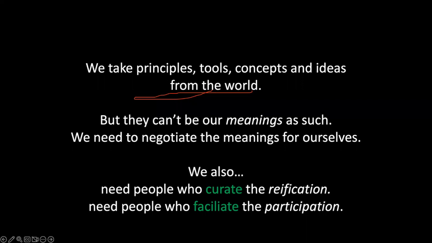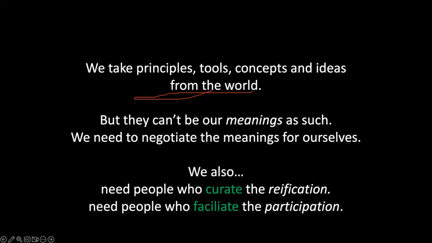But let's not make the mistake and believe that those meanings are universal or that the meanings are stable. Because again, the organization is very complex. So maybe you're happy that you got the meaning right now in May 2023. Next fall, you know what? People have changed, things have changed, the meanings have changed. So that's why you need the participation, reification. And that's what the last line is all about. That's why we need people. We need curators for the reification.